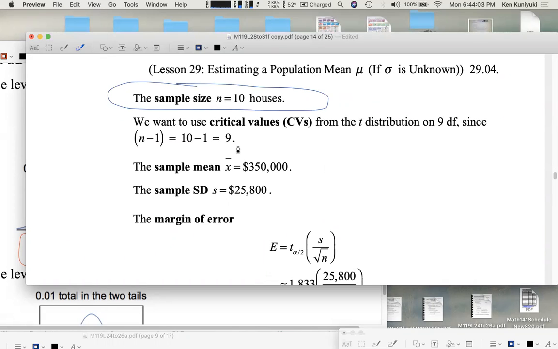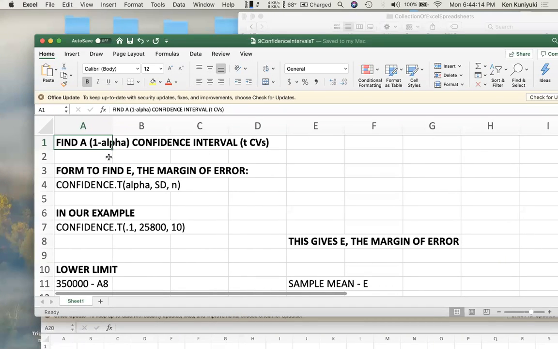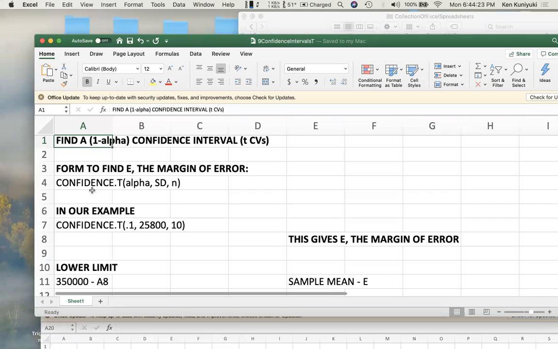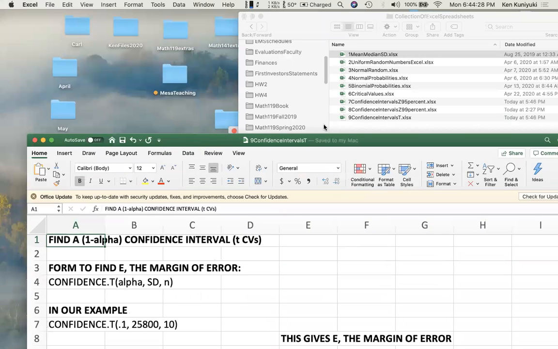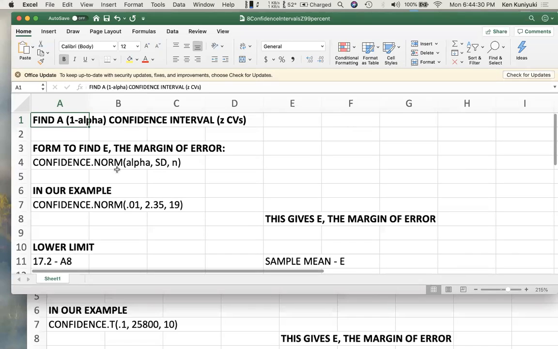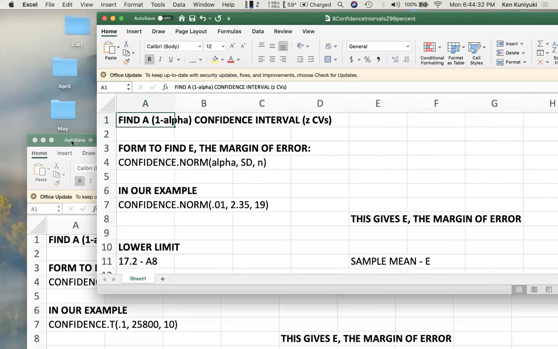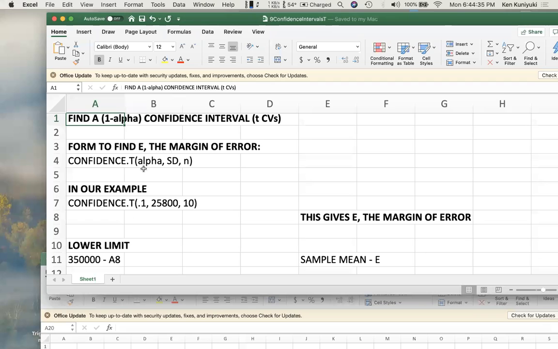Excel will know that it needs a t-distribution on 9 degrees of freedom, so we just need to input the sample size, not the number of df. All right, so on Excel, to find a 1 minus alpha confidence interval using t critical values, see these from a t-distribution. Okay, to find the margin of error, here's the form, confidence.t. Remember, it was confidence.norm for the z distribution. For the t distribution, it's confidence.t.